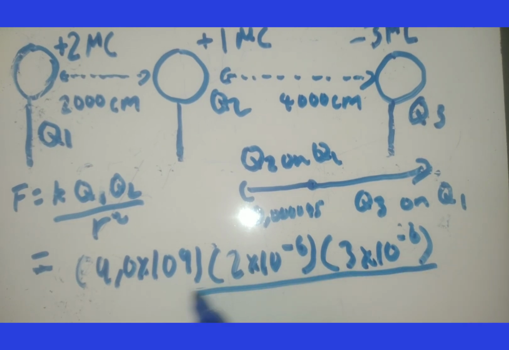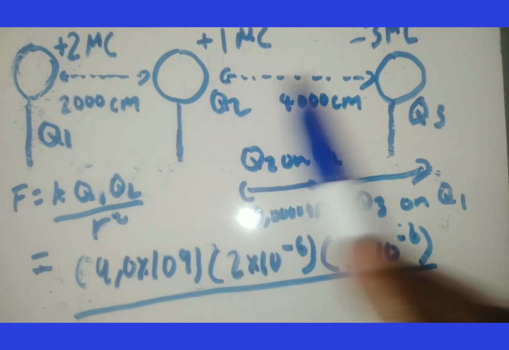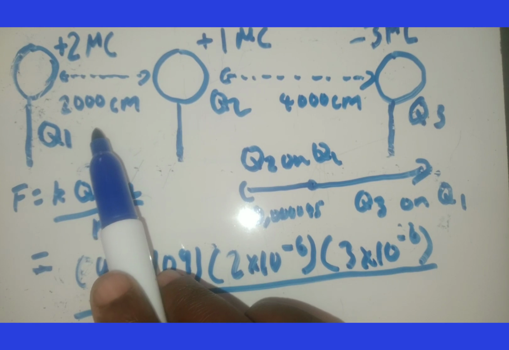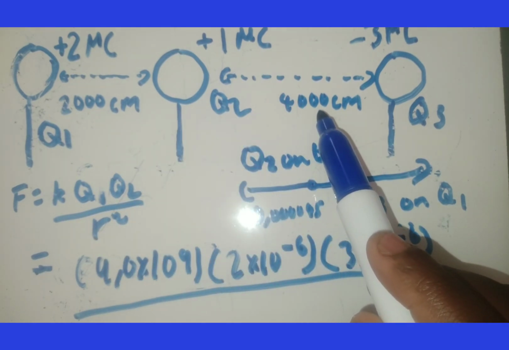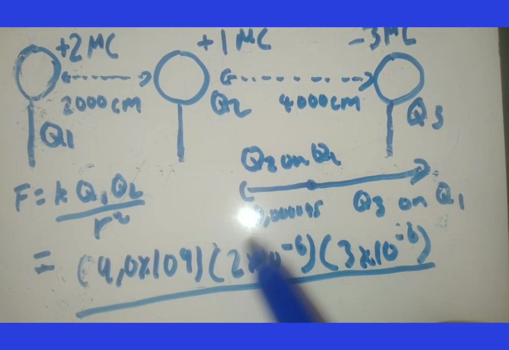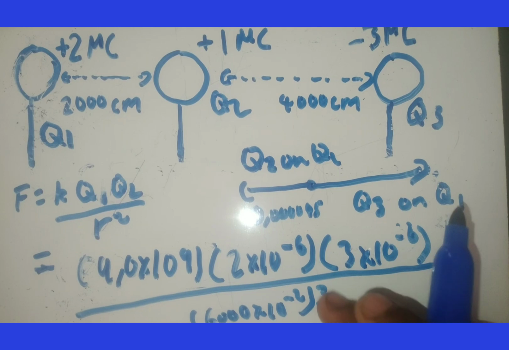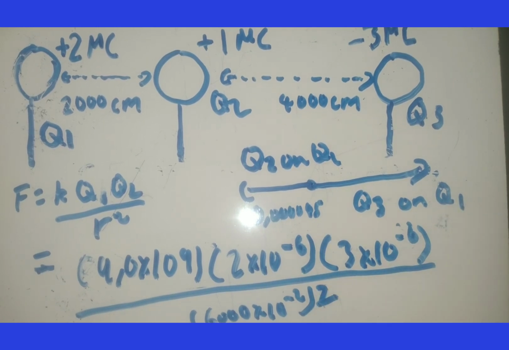Okay, now be careful when it comes to the distance. Notice the distance here. The distance between Q1 and Q3 is neither 2,000 centimeters nor 4,000 centimeters. It is the combined version of it, right? So it means the distance is going to be 2,000 plus 4,000, which is 6,000, and it's in centimeters, so we have to convert it to meters. So from centimeters to meters is -2, from millimeters would be -3. And this is squared. Okay, so let's get the answer.